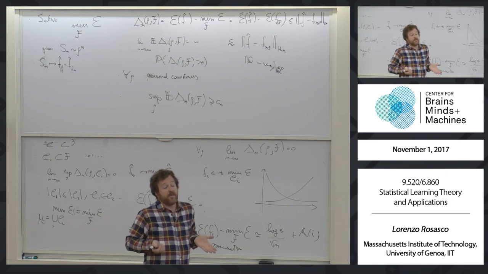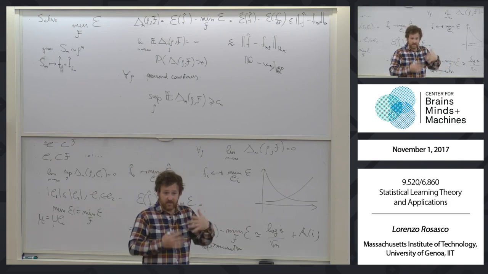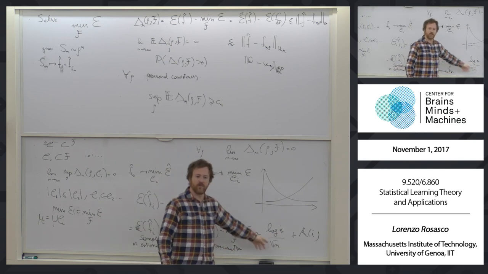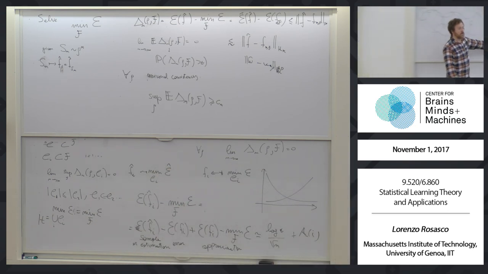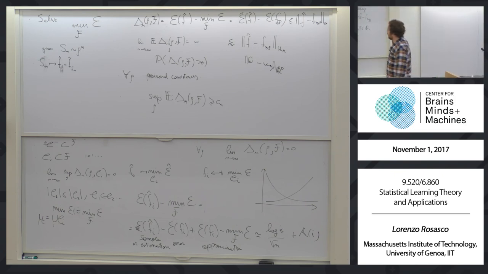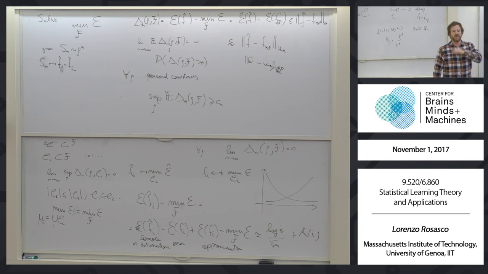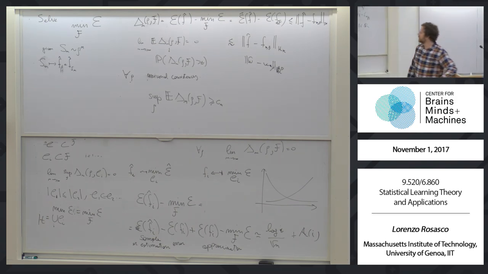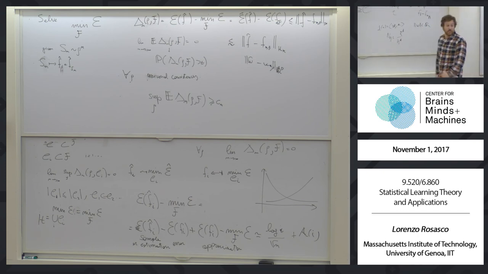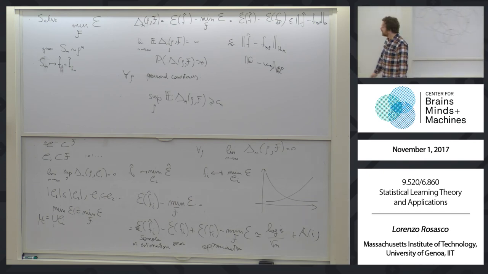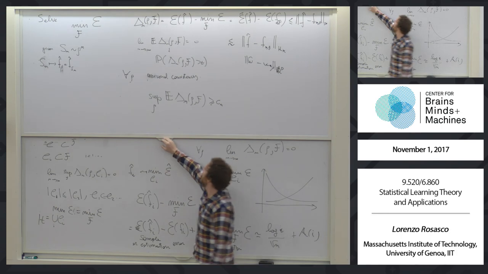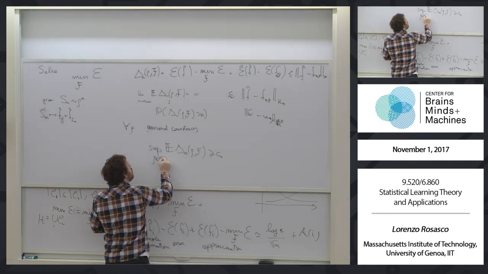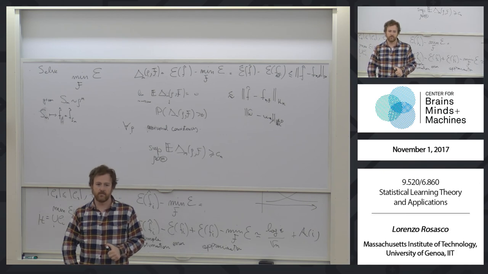If I tell you that the function I'm looking at does have energy information in the first few principal components, then I'll be able to get rates here, okay? If you tell me something more than just the fact that I have a ball, there are further assumptions. If you tell me something about the problem, so if you tell me something about rho, then I'll be able to control this and give you a rate, okay? Not for any rho, but for any rho in there, okay?